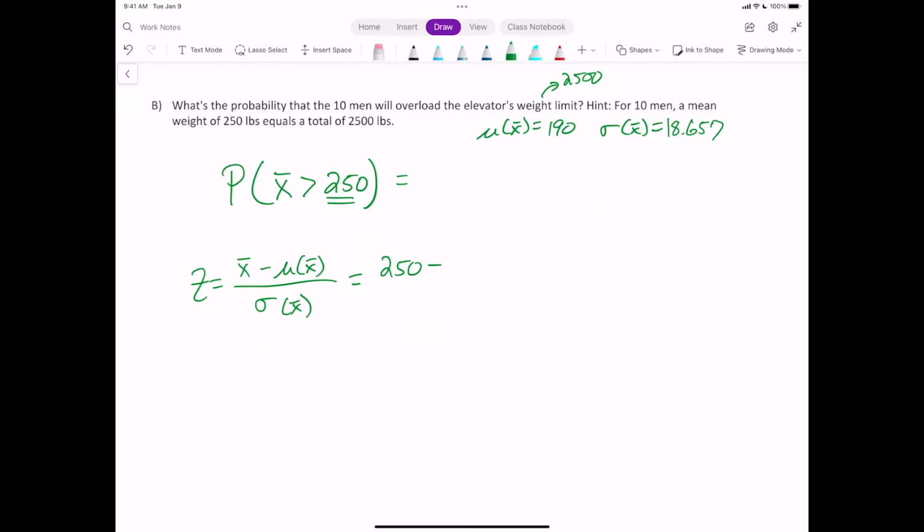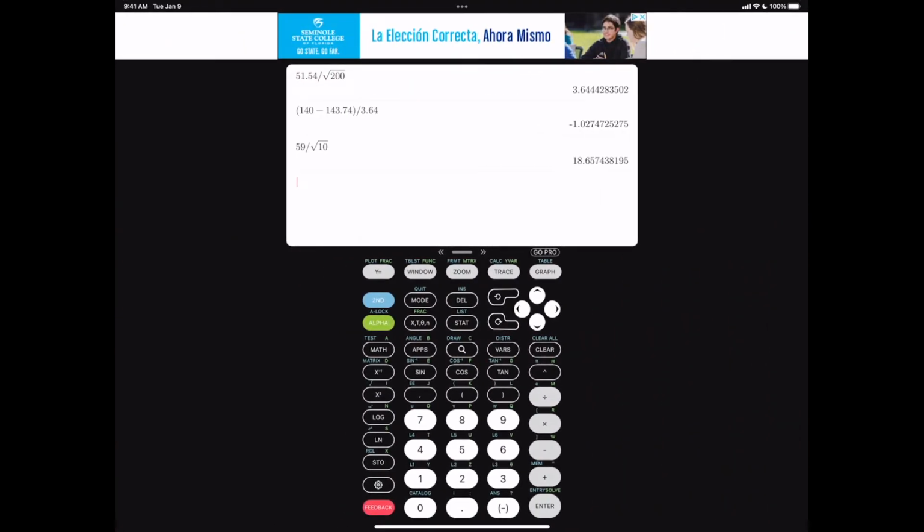All right, so then to get our z-score, we take the 250, the sample mean, minus the population mean, which is 190, and we divide it by not just the standard deviation, but the standard deviation of the sampling distribution, which is 18.657. Let's see what that looks like. So open parentheses, 250 minus 190, close that up, divide that by 18.657. To two decimal places, we get a z-score of 3.22.